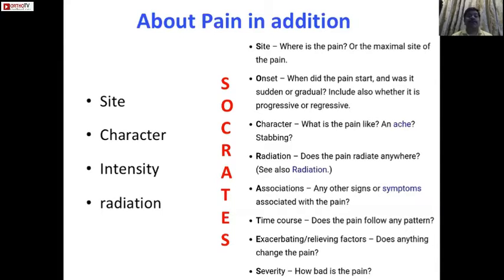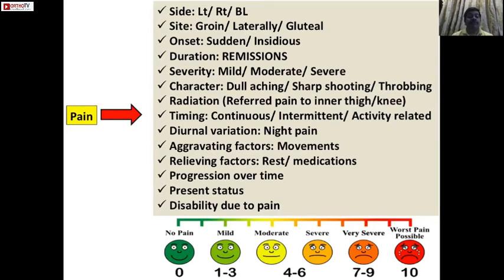So something more on pain, from a different perspective. This being the commonest symptom in a hip case, the side: is it left or right, or is it bilateral? In case of bilateral, is it symmetrical, or is one side more painful than the other? The site, where exactly is it? The patient pointing towards the groin, is it on the lateral side, or is it on the gluteal area? The onset, sudden, insidious, or the patient is not clear on the onset. Duration, and is this duration related to remissions and relapses?